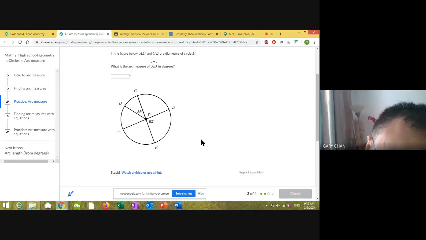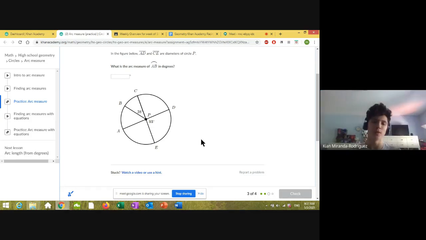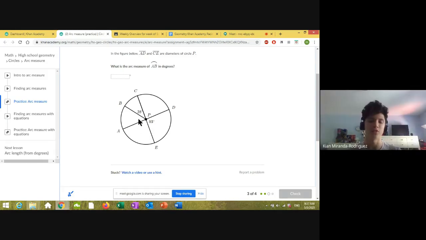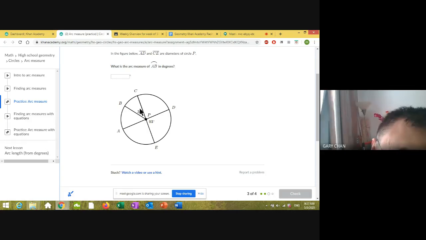Arc AB. Well, according to Kira's solution, we could just use that vertical angles are congruent, because the opposite of 93 is also 93. So if we combine those two together and subtract 360 by that, then we can figure out what both CPD is along with APE. And then we just divide it by 2. Mm-hmm.